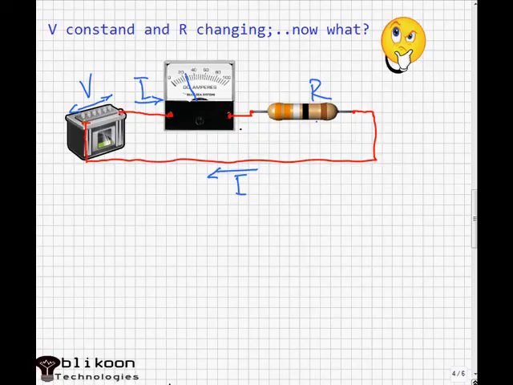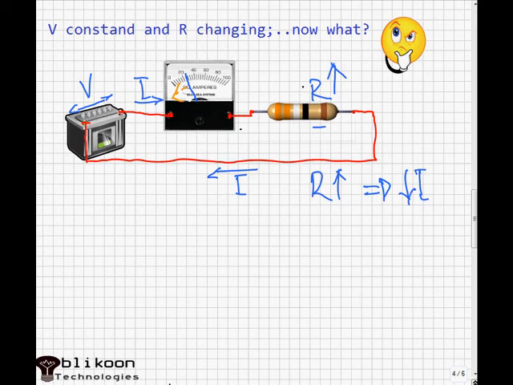Now we focus on this resistor. We keep the voltage constant. The circuit is closed and current is flowing. What happens if we increase the resistance? More resistance means more opposition to current. More opposition means less current flowing in the circuit, and our needle here is going to move left. From this, we understand that more resistance in a circuit causes less current to flow in the circuit.